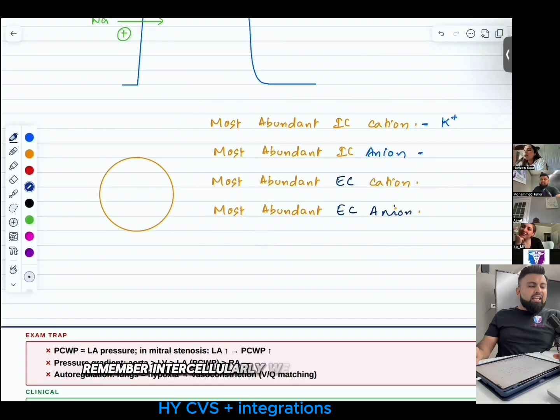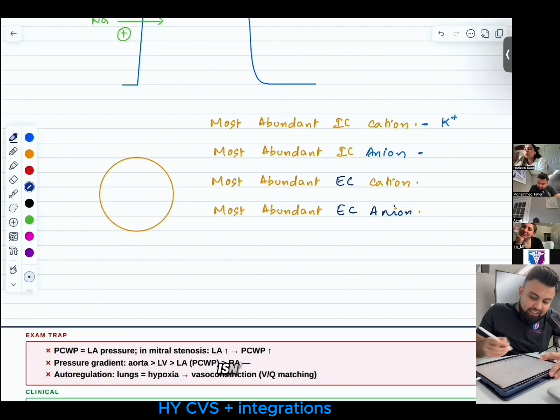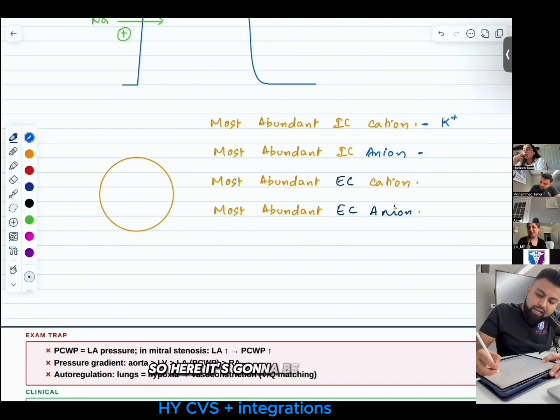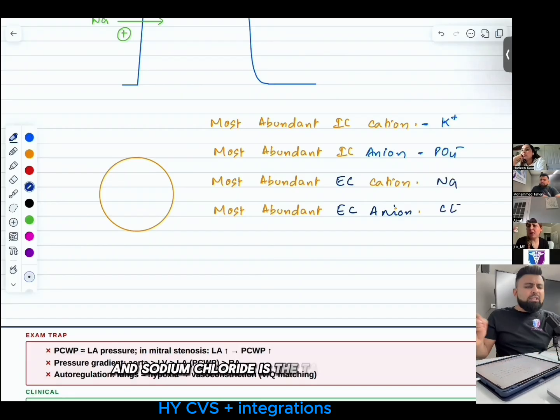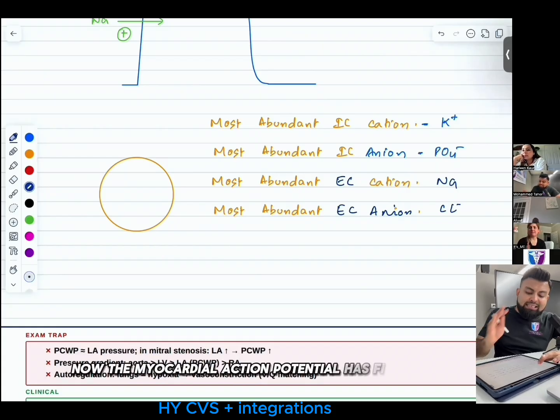Remember, intracellularly we need phosphate for ATP. Where do you get inorganic phosphate? So here it is going to be phosphate. Most abundant extracellular cation is sodium, and sodium chloride is the table salt. Easy. Now, the myocardial action potential has 5 phases.